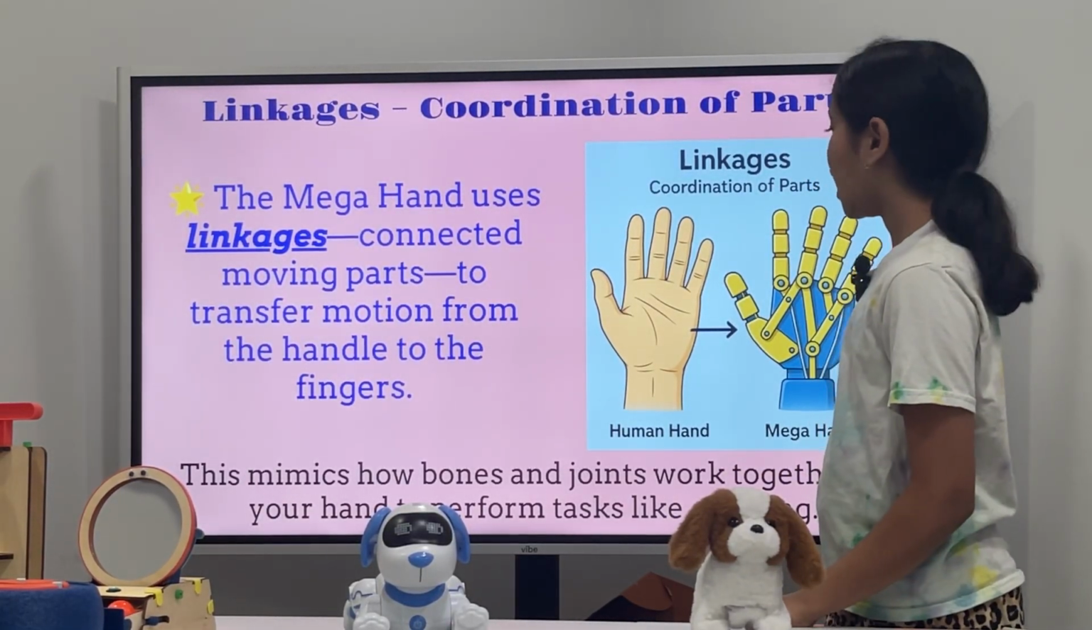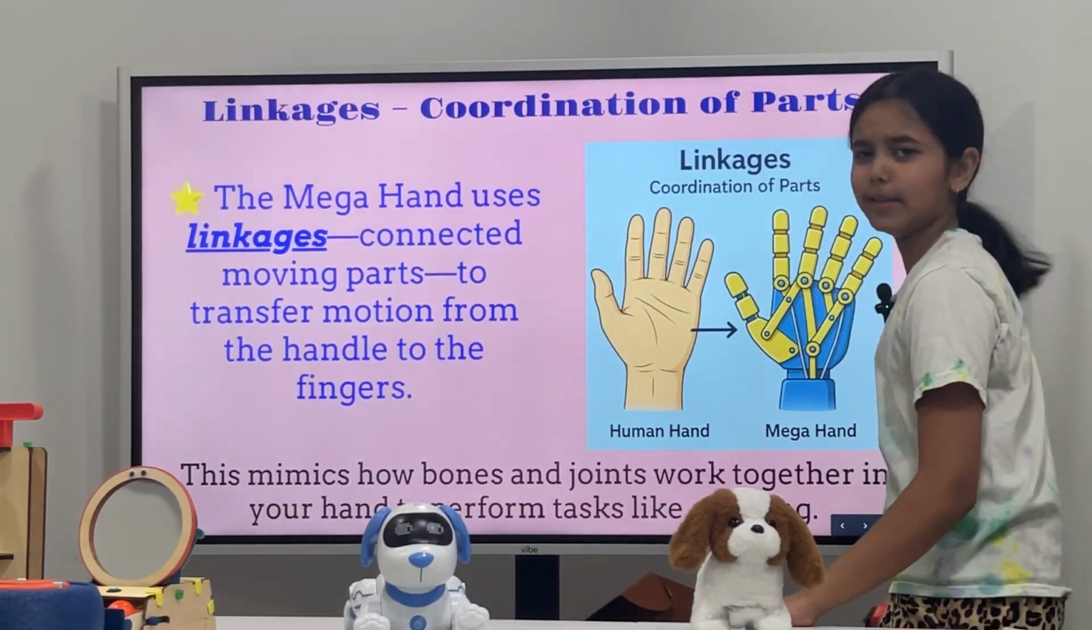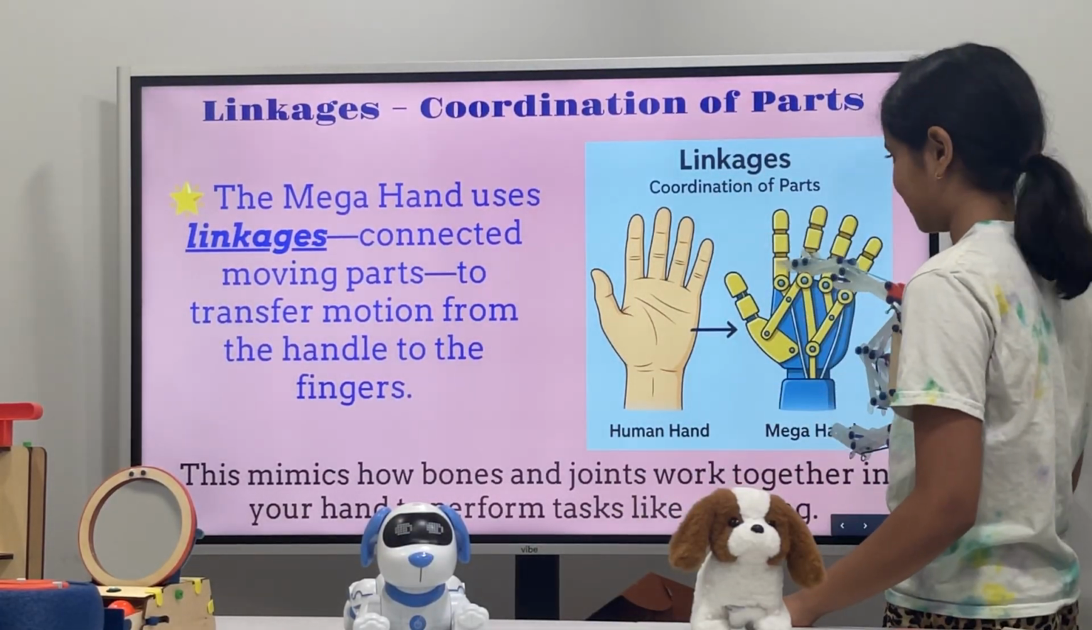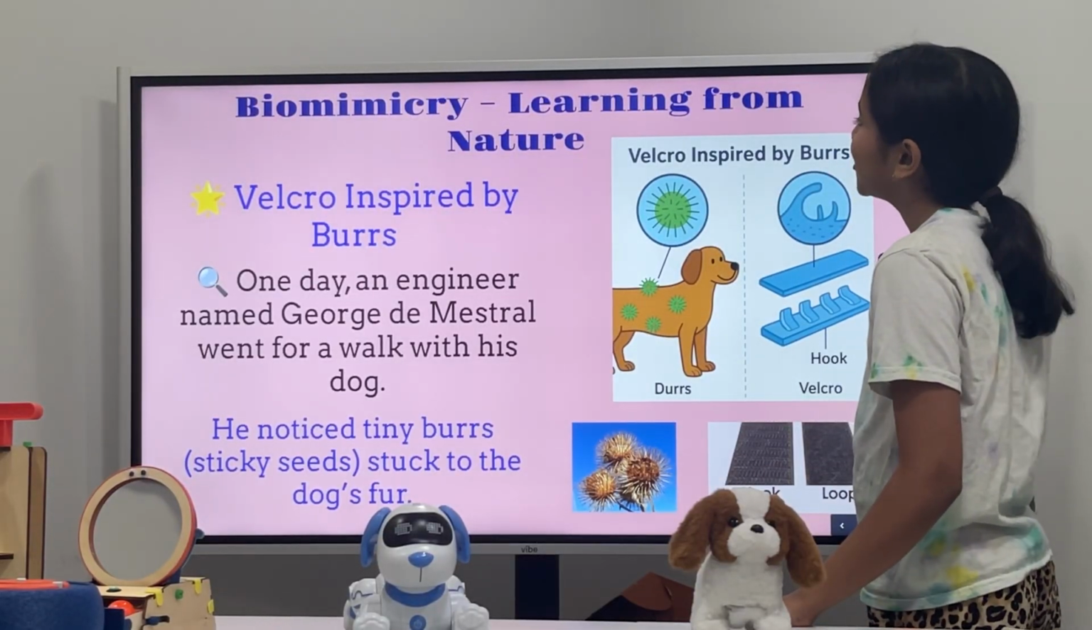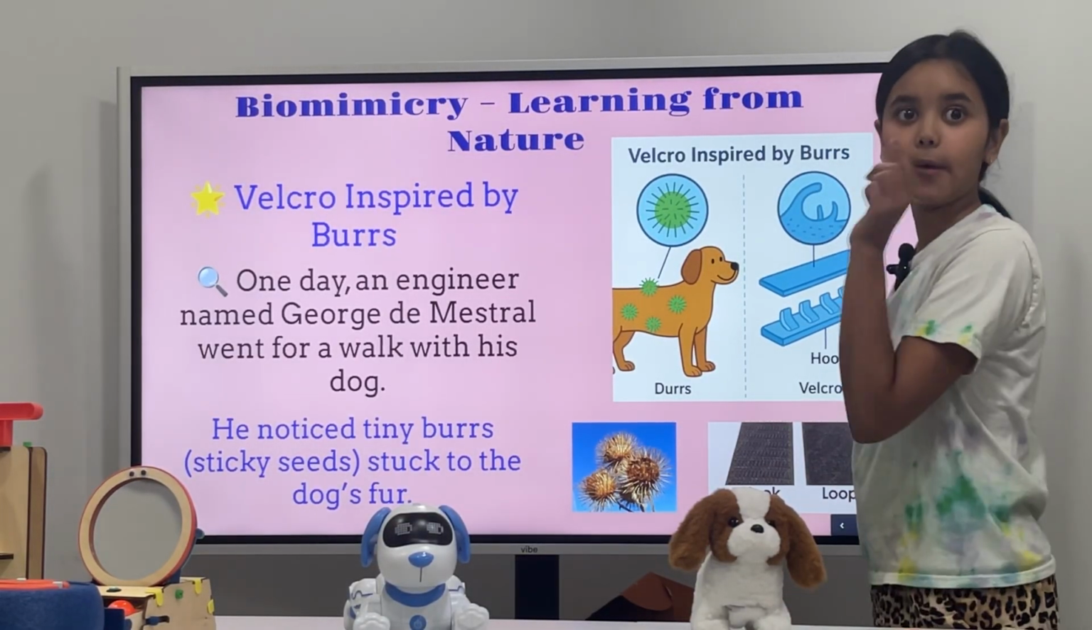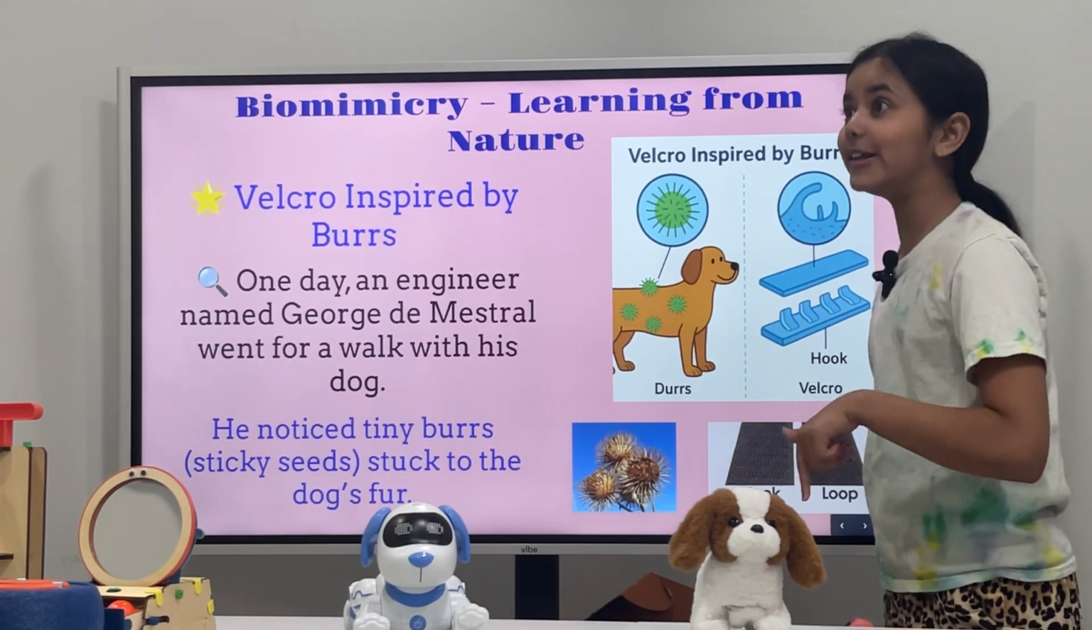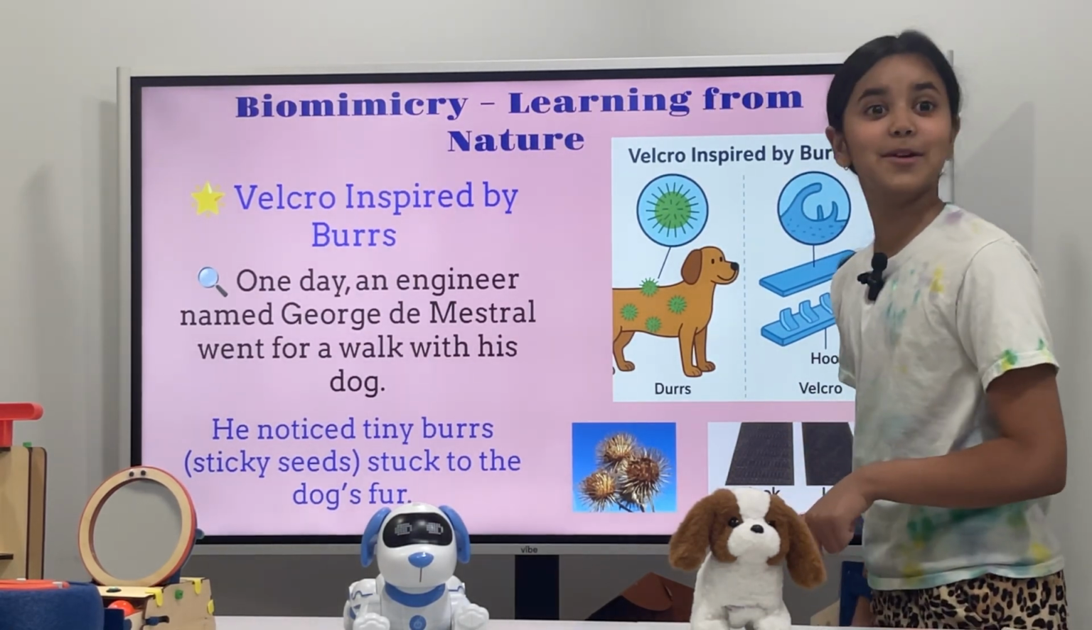Okay, let's go on to the next slide. Let me try using this hand again. It worked! Okay, biomimicry, learning from nature. So here's the slide where you're learning biomimicry from nature.